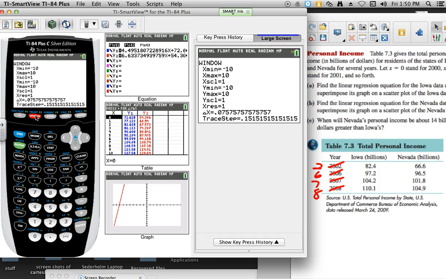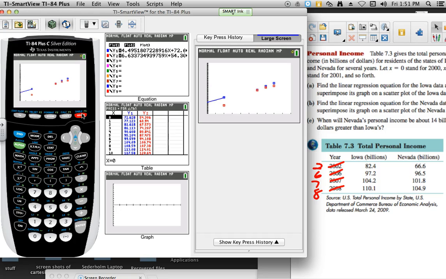But what we have to do is mess with the window here. Our x values were 2 to 8, so maybe 0 to 10 covers what we need. And then we take a look at our y values, and we realize we're really starting there at about 66.6 at the low end, and going up to 110 or so. So maybe I'll go from 50 to 150. And graph.